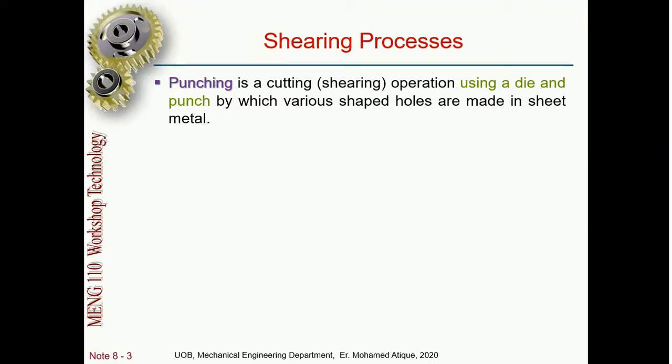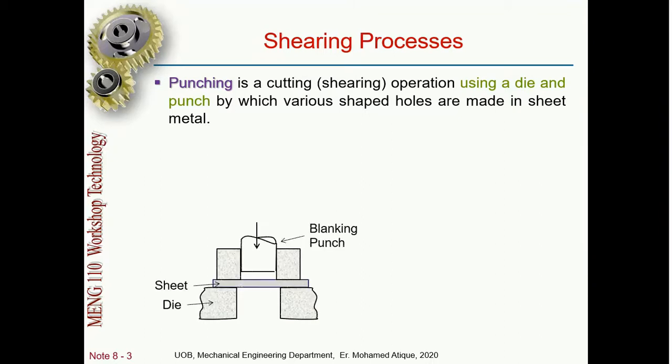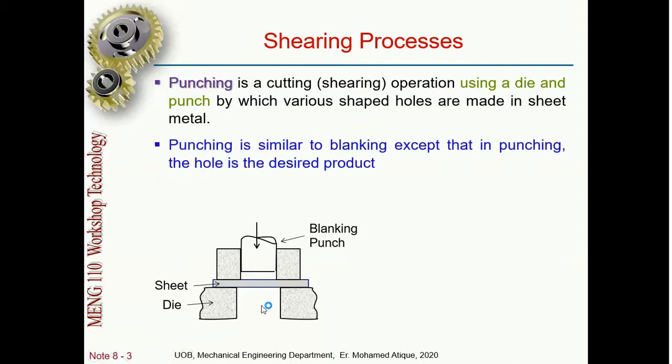In this, the cut metal will be the waste slug. See here, you can see the die is below, above that the sheet will be there, and above that the punch will be there. This punch will come down, and while coming down it will cut the sheet from between, giving us the desired output. The cut metal will go as waste. So this is the punching operation.